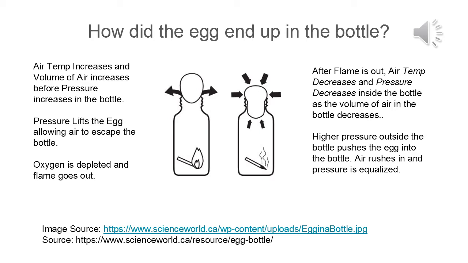After the flame went out, the air temperature in the bottle decreased and the pressure in the bottle decreased to a lower pressure than outside the bottle. The higher pressure outside the bottle pushed the egg into the bottle, and as the egg moved into the bottle, the volume of air in the bottle decreased, and the pressure inside the bottle started to increase. Before long, the egg was completely sucked into the bottle, and now the pressure increased until it was equal to the pressure outside the bottle. In the next experiment, we will get the egg out of the bottle. Let's watch.